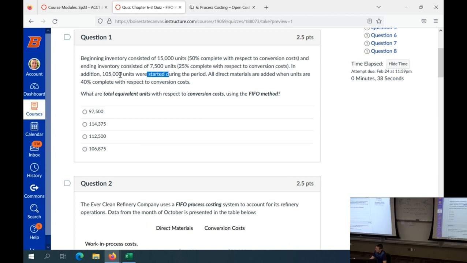We also started 105,000 units this period. All direct materials are added when units are 40% complete with respect to conversion costs. We can ignore that sentence for this problem. It's only asking about the conversion costs, so I don't care what the percent complete with respect to direct materials is. All right, so let's set this up.